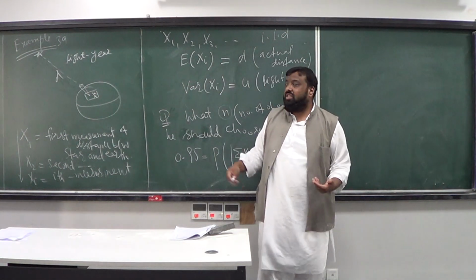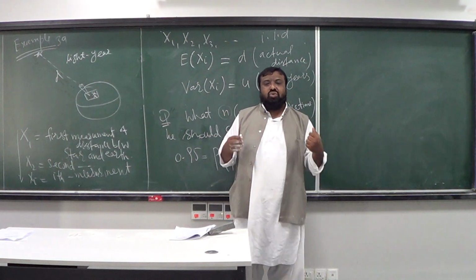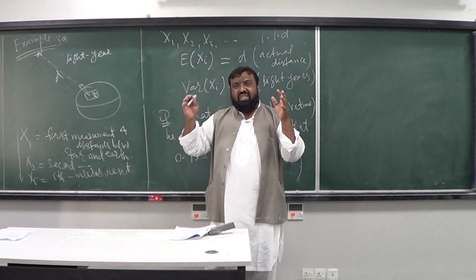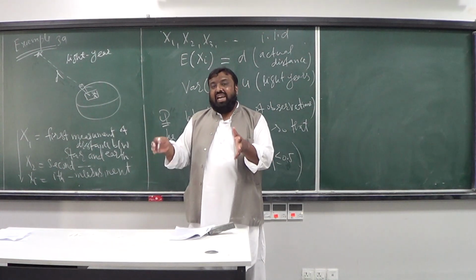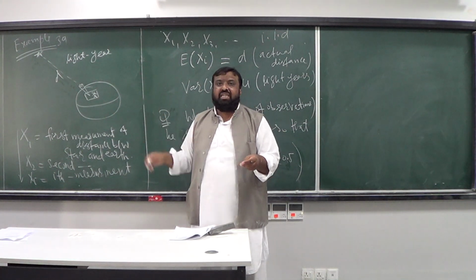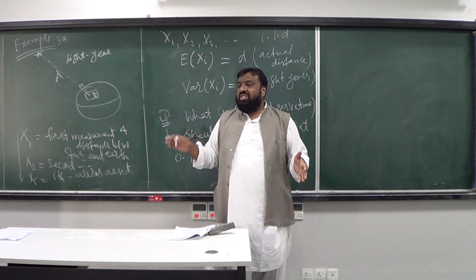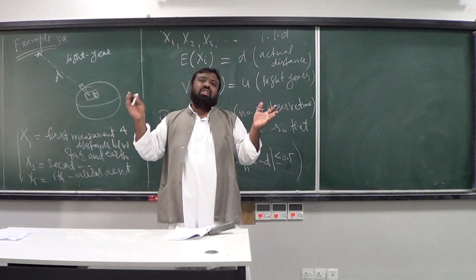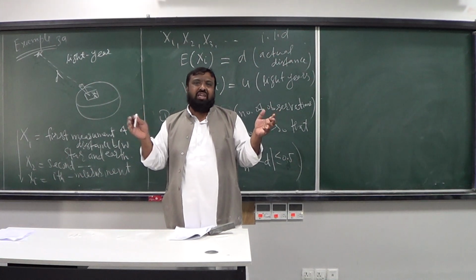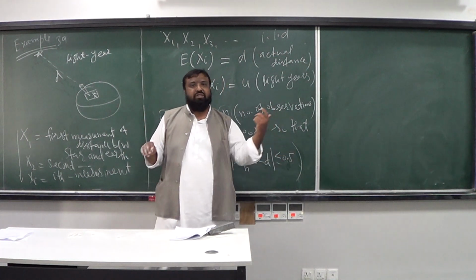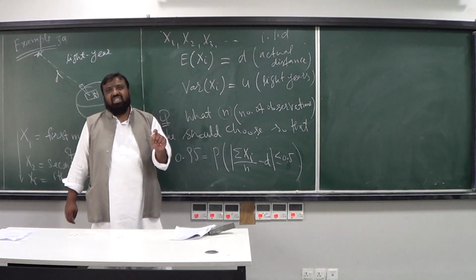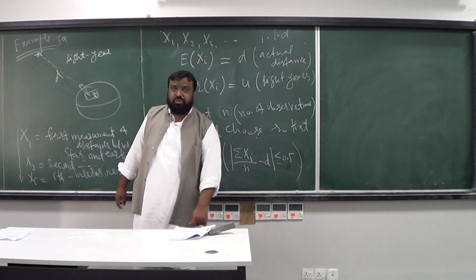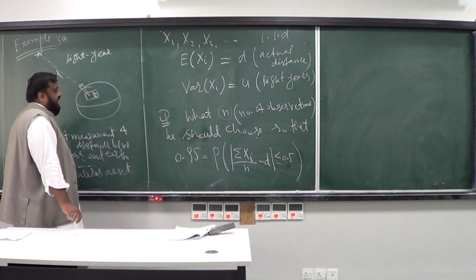How many observations should this astronomer make so that he can say with 95% confidence that the actual distance between the star and the planet and the average of these observations are not differing by more than 0.5 light years? In other words, the error is not more than half a light year. So this is what he wants to compute.